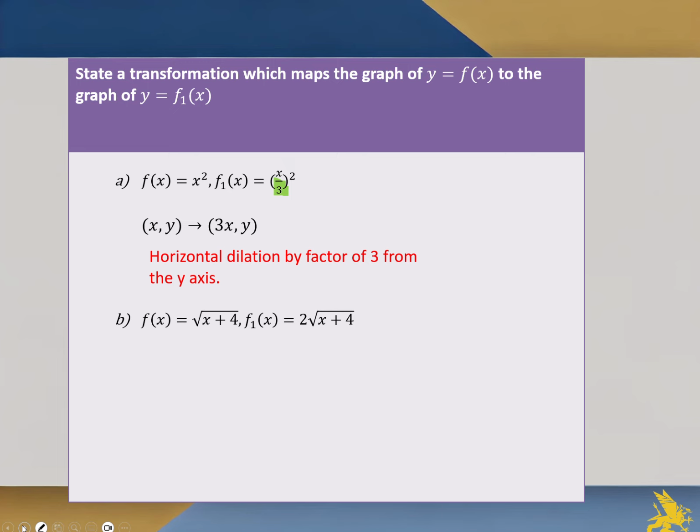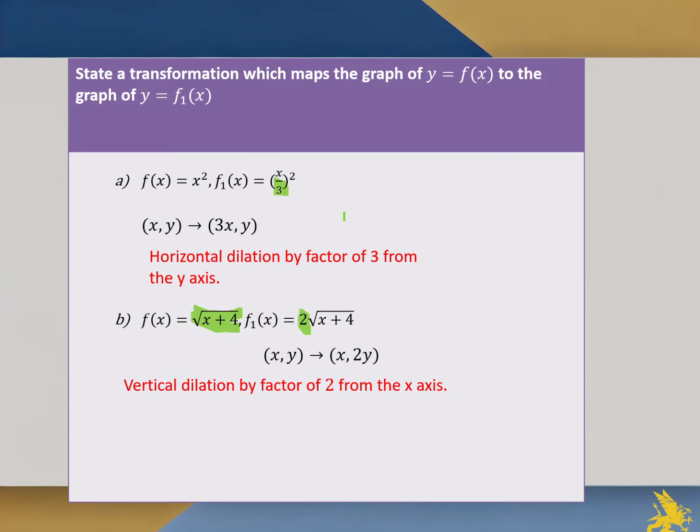Likewise, when we're talking about our B question, it's got f of x is equal to square root x plus 4, and f1 of x is equal to 2 square root x plus 4. The part that changed between these two graphs is the 2 on the outside here. So that means whatever our y was, which was square root x plus 4, we are just timesing it by 2. So straight away here, I'm just timesing it by 2, which means we can say it's a vertical dilation by factor of 2 from the x-axis.